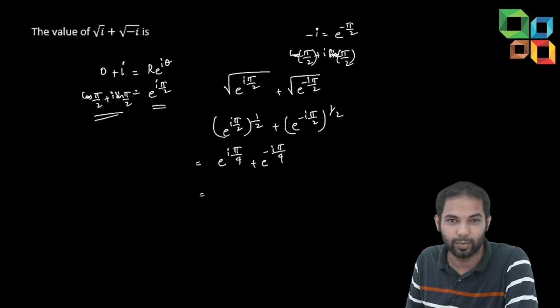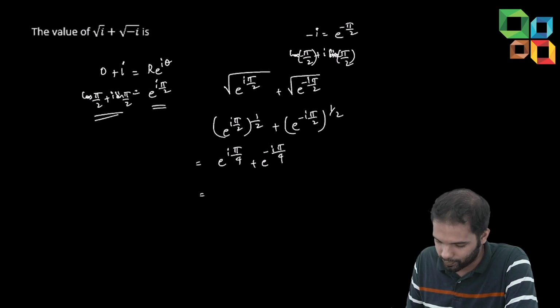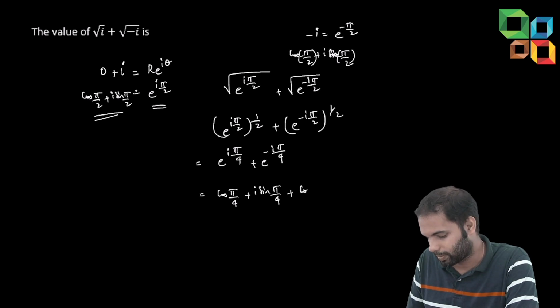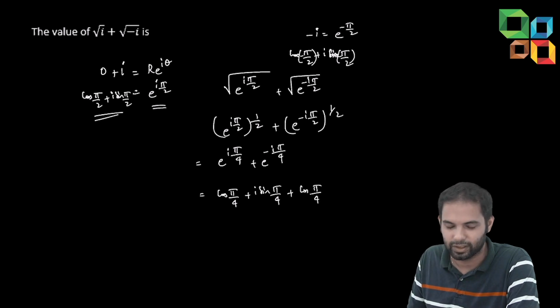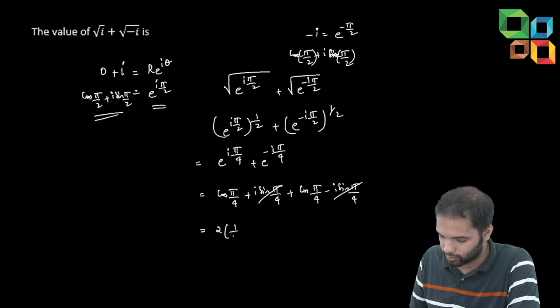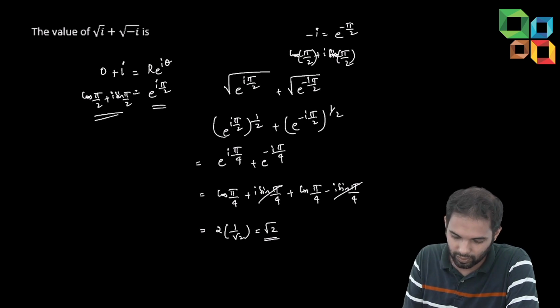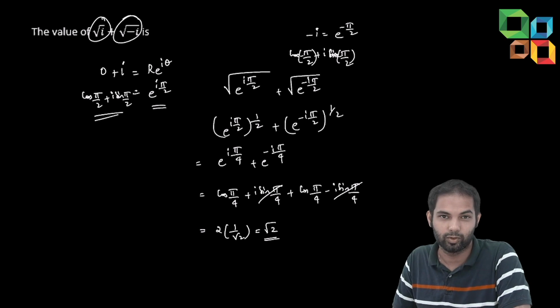Now simply expand it back to your trigonometric form, which is cos of π by 4 plus i sine π by 4. The next term would be cos π by 4 minus i sine π by 4, because cos of minus theta is cos theta itself. Can you see these two terms cancel the i parts? So we get 2 cos π by 4, which is 2 times 1 by root 2, or nothing but root 2. So again, one of the better applications of De Moivre's theorem.